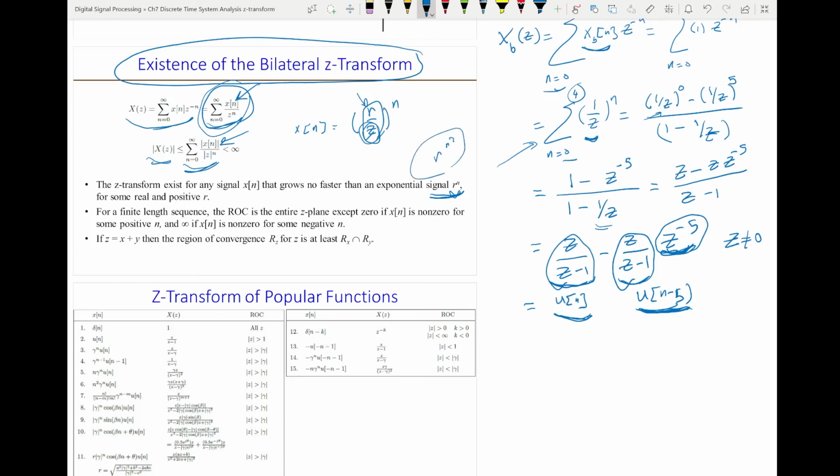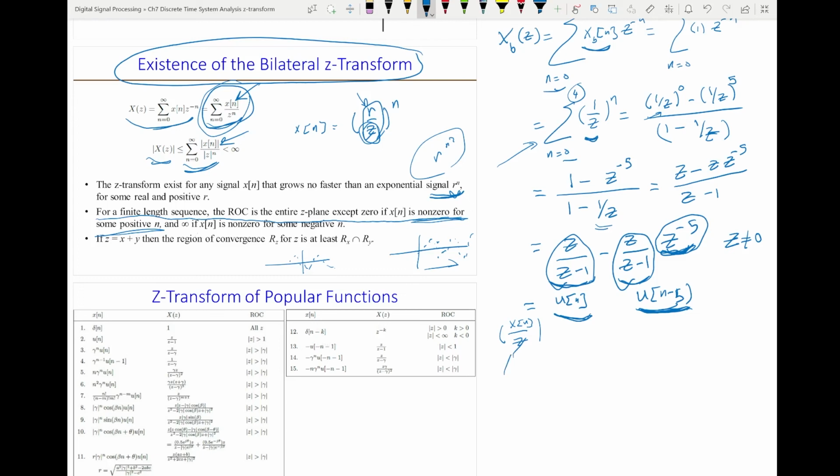Now, in real life, most signals will be finite, and it could be either for positive n, and also could be for negative and positive n. For a finite length sequence, the region of convergence is the entire z-plane except 0 if x of n is non-zero for some positive n. That means if x of n has some value here, then when you do the Z transform, it will be divided by z. So then z cannot be 0. Otherwise, this quantity will go to infinity.